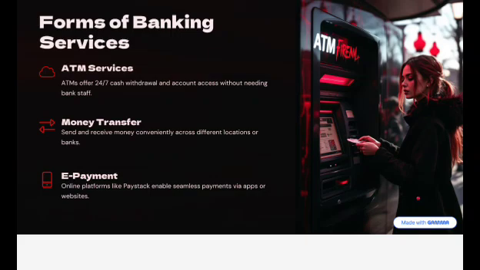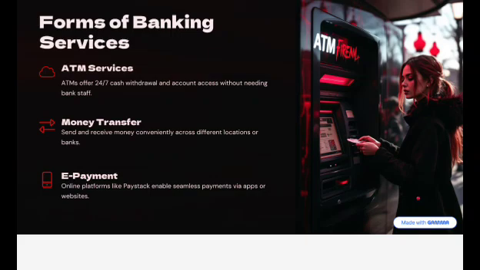Examples: we have online bank transfer, like a bank app or website. We also have mobile banking or USSD codes. We have POS, point of sale payments. We have internet banking and card payments, that is credit or debit.